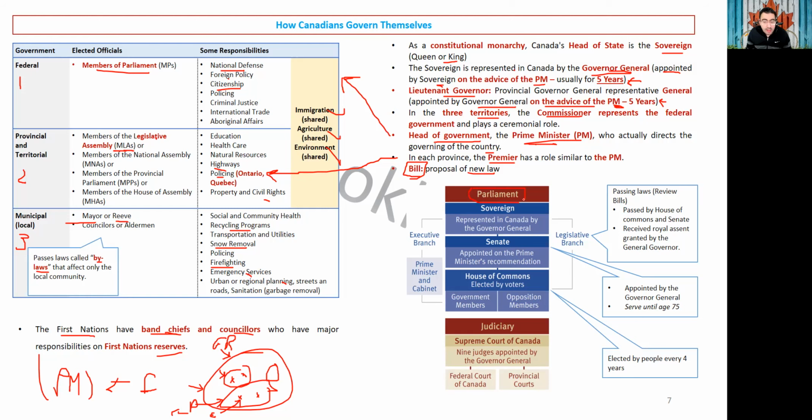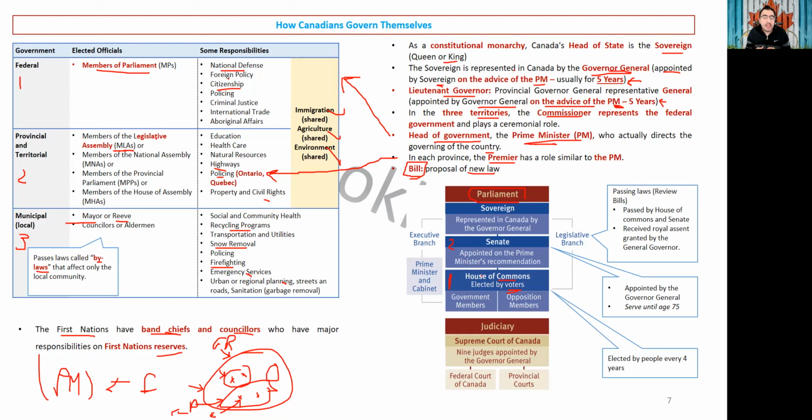And the parliament is not a single institution. It consists of 3 parts. Consists of how many parts? 3 parts. First part, the House of Commons, which is elected by voters. We will see how the election is done in the next video. This is the first part of Parliament. The second part of Parliament is the Senate.